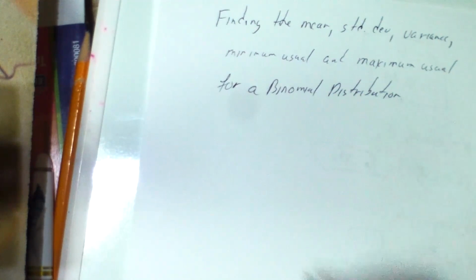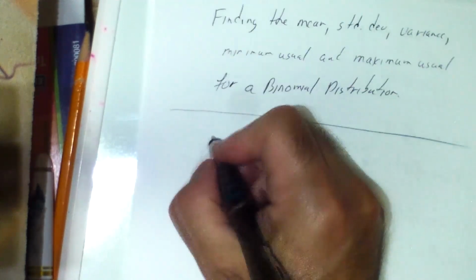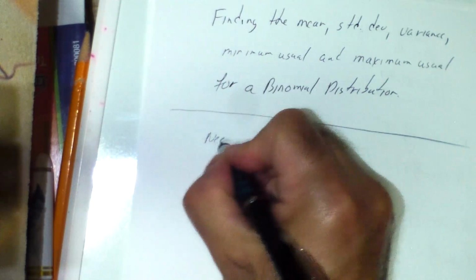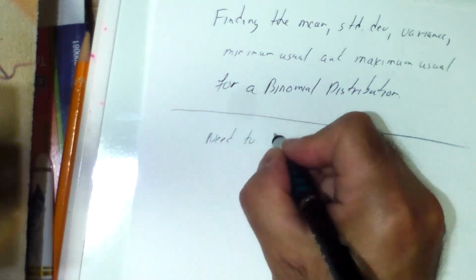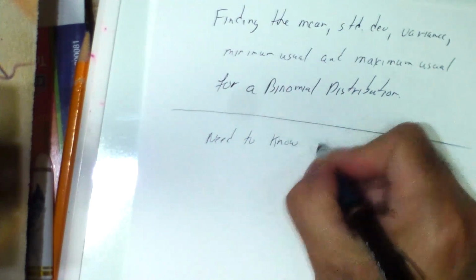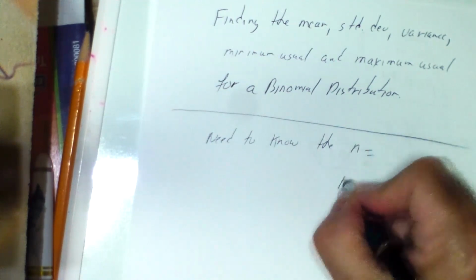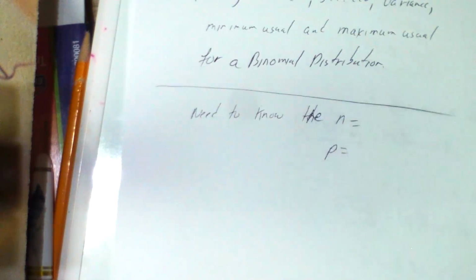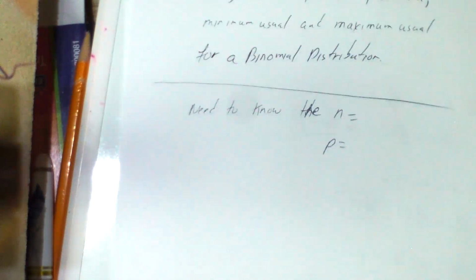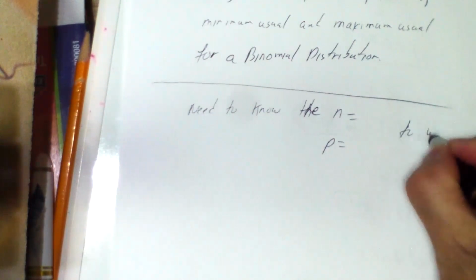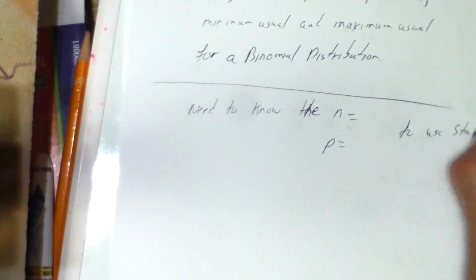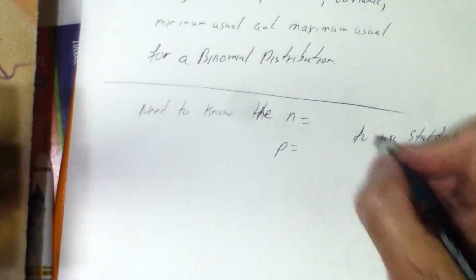Okay, now if you're going to use StatDisk, you need to know the N and the P. That's all you need to know. The N and the P. We don't need the X. That's all we need to use StatDisk. That's all we need to know.